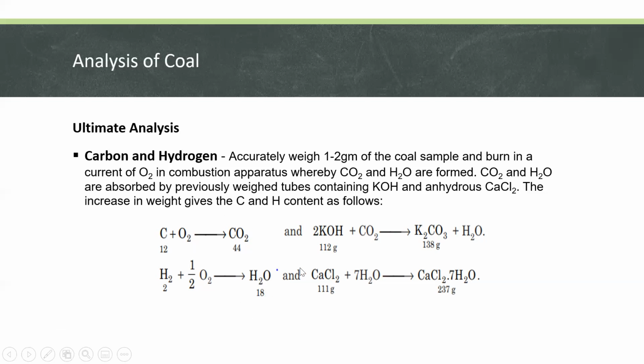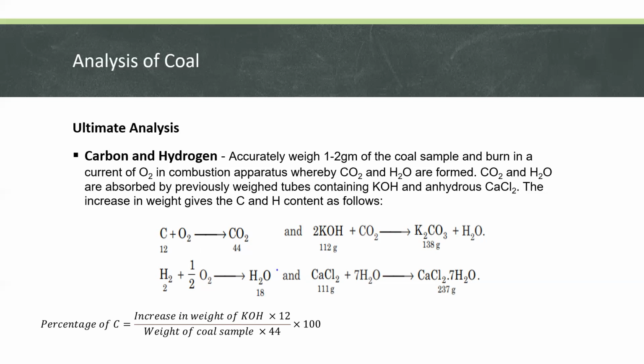Then, based on this, to get the percentage of carbon, the increase in weight of potassium hydroxide, which is literally the weight of the carbon dioxide, times the factor, a multiplier factor of 12, which is the molecular weight of carbon, divided by the weight of coal sample, times 44, wherein 44 is the total molecular weight of carbon dioxide. So by the principle of ratio and proportion, we can get the carbon content of our fuel. Then multiplying this by 100, we get the percentage.